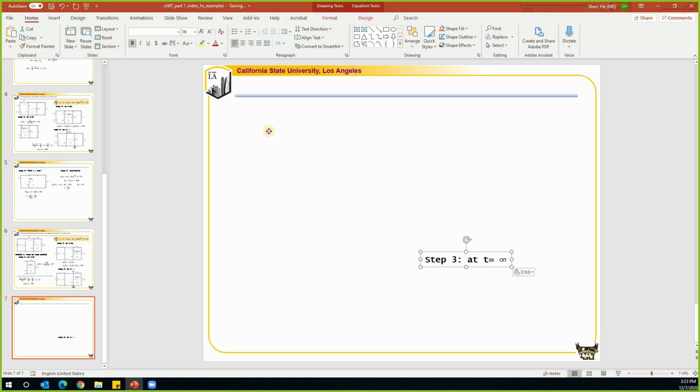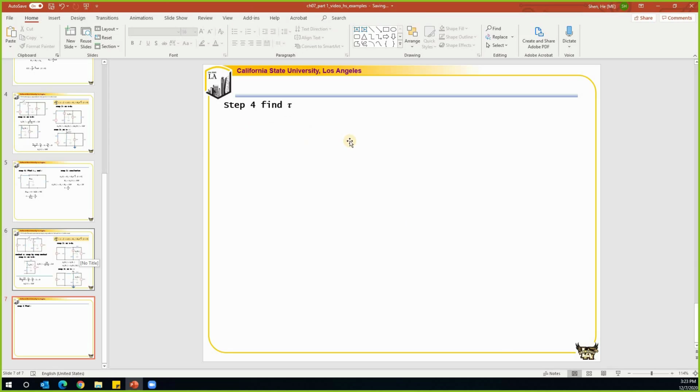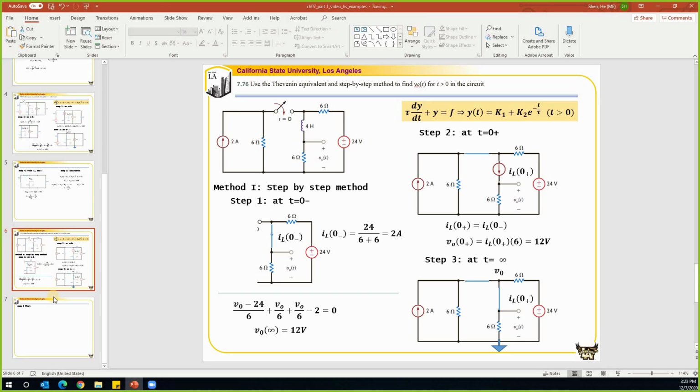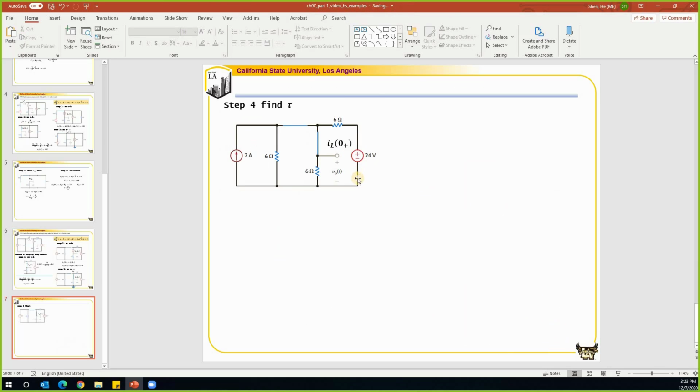Step 4 is going to find the time constant tau. In this problem, we have an inductor. We know the time constant tau is equal to L over RTH, and we need to find RTH. RTH is found from this circuit from here, right? So this is where we're going to look at RTH.